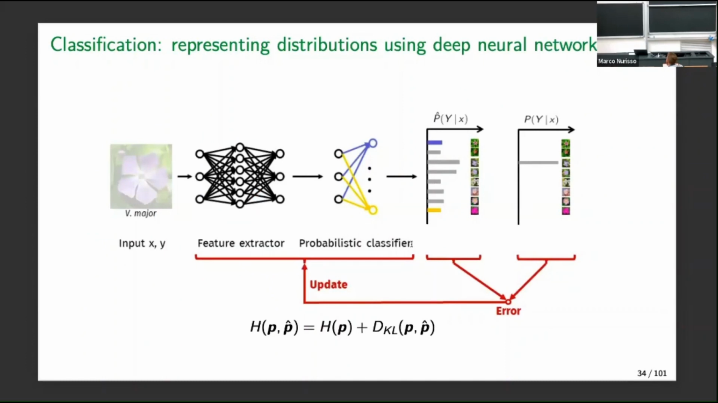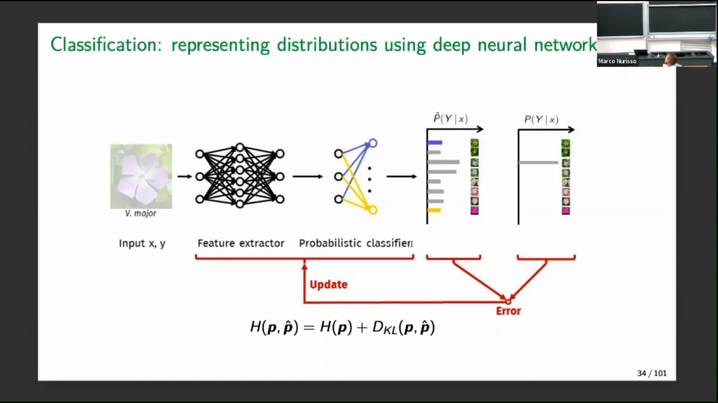In neural networks, we do something a bit similar. Let's say we have an input here of a flower as input to our neural network. Then we have those feature extraction layers. Then we have a final layer for classification that's typically a softmax, so that you end up with probability.